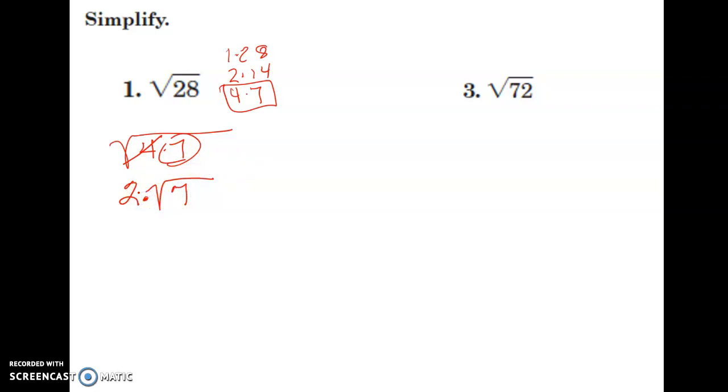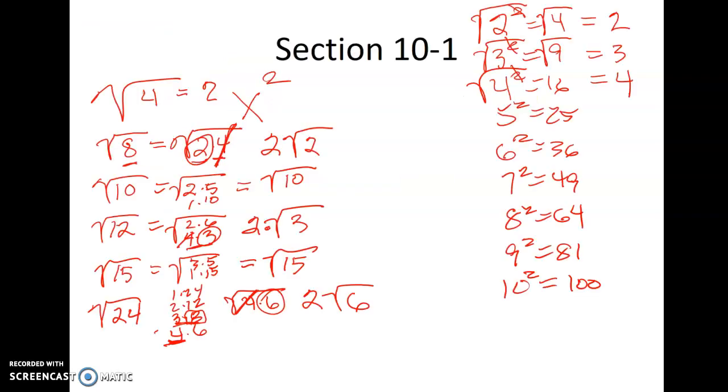Just a quick reminder, because I'm going to need that shortly, it's 2 times root 7. This is simplified. Let's take a look at 72. Now, think back about our list here. You want to find the largest perfect square.